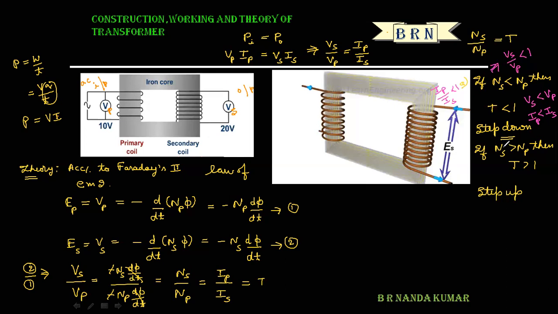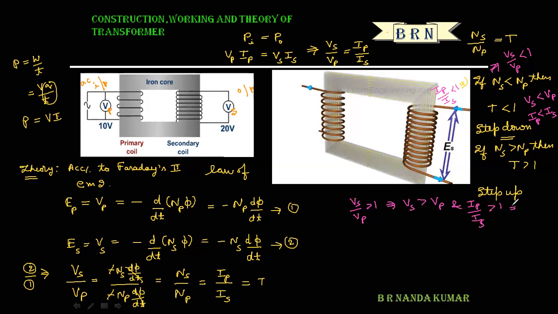But in the case of a step up transformer, the turns ratio is more than 1. In the case of a step down transformer, the turns ratio is less than 1. In the case of a step up transformer, the turns ratio is more than 1. So if the turns ratio is more than 1, then Vs by Vp is more than 1. That means Vs is more than Vp. Okay. And Ip divided by Is is also more than 1.